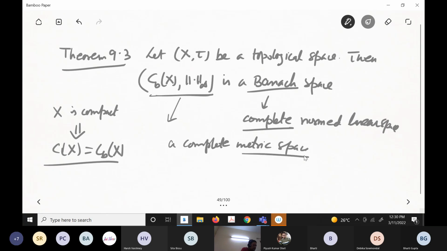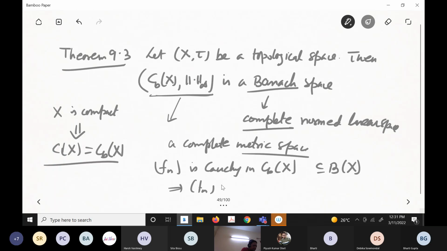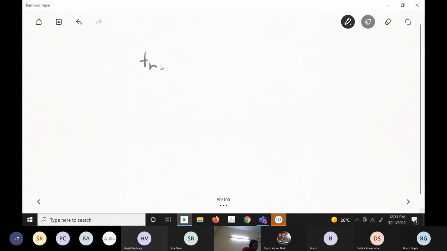Look, how will you prove that? Take a Cauchy sequence here. Suppose Cauchy. But this is a subset of Bx. So this implies Fn is Cauchy in Bx. Metric given by this. But this is a complete metric space. So that there exists a function F to which Fn converges uniformly.